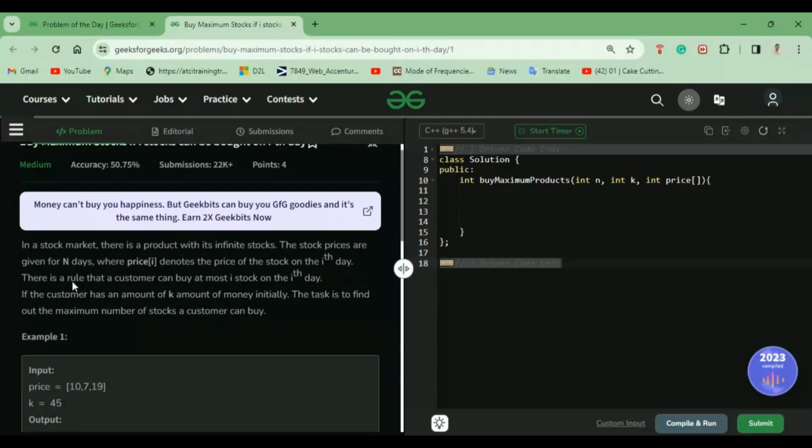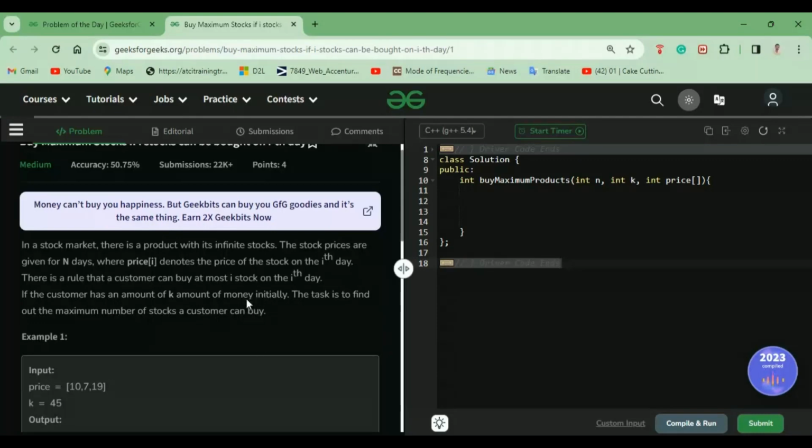There is a rule that a customer can buy at most i stocks on the ith day. So let's say per person on the first day can buy only one stock, on the second day two stocks, something like that. If the customer has k amount of money, then the task is to find out the maximum number of stocks a customer can buy.